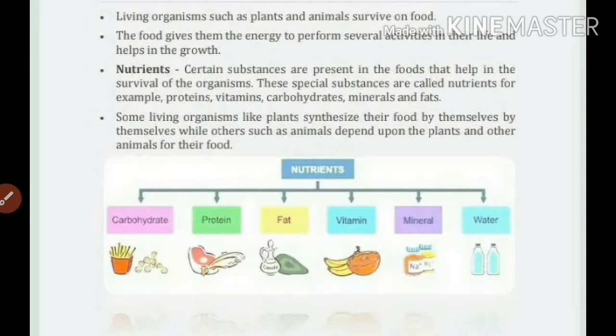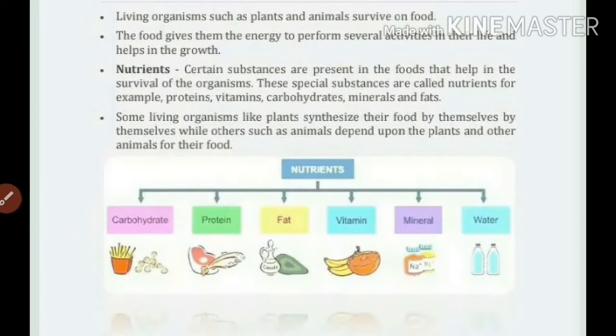But why do we survive on food? What does food give us? It is a very important question. Let's find out the answer. The second point gives the answer to the question. So let's read the second point. The food gives them the energy to perform several activities in their life and helps in the growth. Yes, food gives us energy to do several activities and it helps in our growth also.